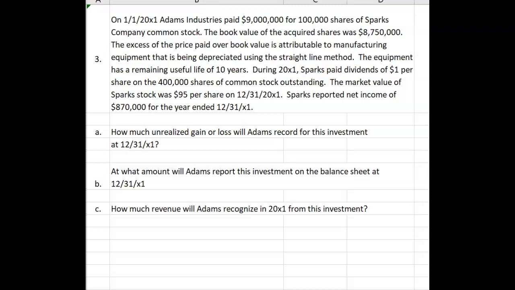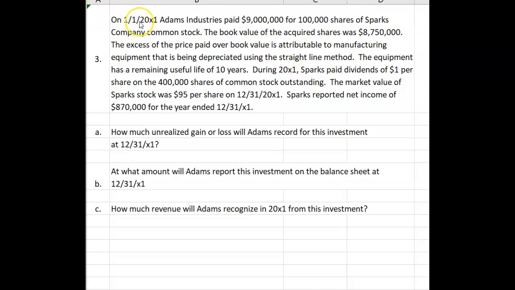Hi everyone. In the previous Chapter 12 review video, we worked some problems relating to an equity investment using the equity method. In this video, we'll modify the Adams Industries example and work some problems using the equity method to account for an investment when the amount paid for the investment is greater than the book value of the identifiable net assets of the investee.